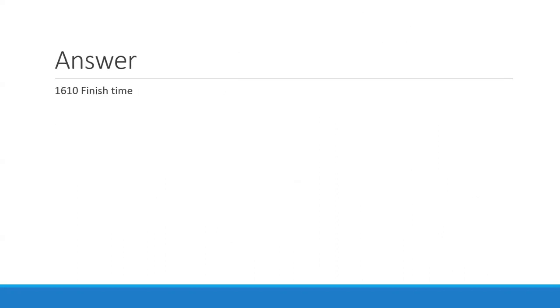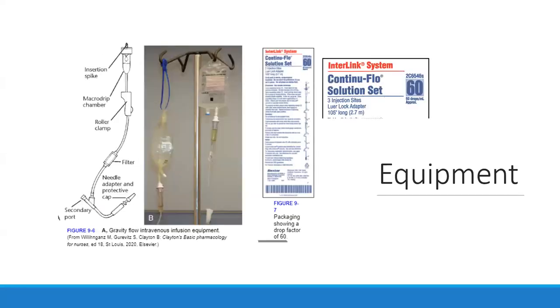So the next thing we're going to talk about is our drop rate. Once again, I kind of like to show you the equipment here. This is our equipment. We've got here a gravity flow intravenous infusion. On it, you usually have the needle adapter and protective cap, so that's what actually connects in with the patient. You've got a secondary port, so if you want to put in a flush medication, you can.